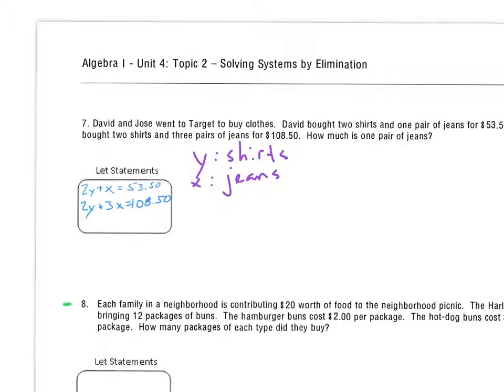Now looking at my let statements, the easiest ones to set up a fair fight and cancel out are probably going to be our y's, because there's 2 of them in both equations, but they're both positive. So what we need to do is make one of the equations negative. We'll multiply the entire bottom equation by a negative 1. So that gives me 2y plus x equals $53.50 in the top. And in my bottom, if I multiply it all by negative 1, I'd have negative 2y minus 3x equals negative 108.50.